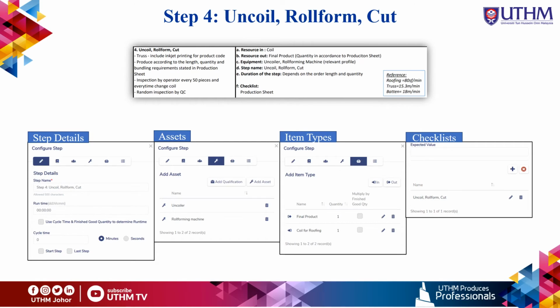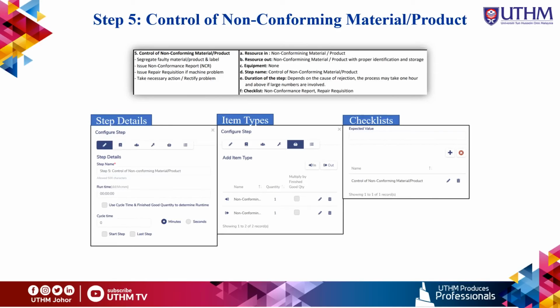The checklist is the production sheet. Step 5 is control of non-conforming material or product. The points are: segregate faulty material or product and label it, issue a non-conformance report, which we call NCR, issue a repair requisition if there is a machine problem, and take necessary action or rectify the problem.